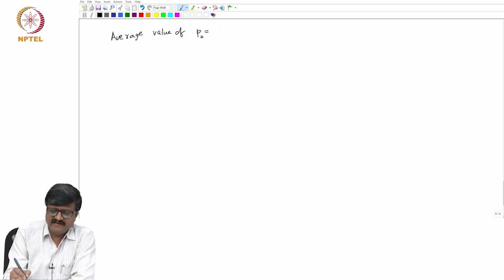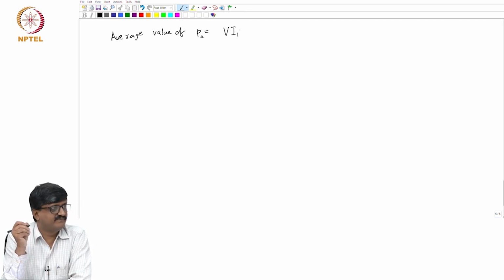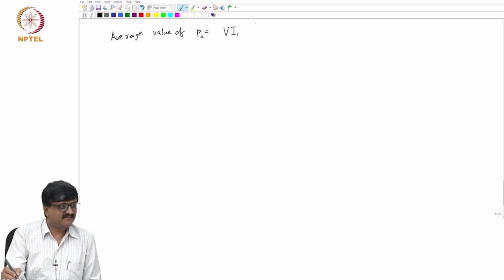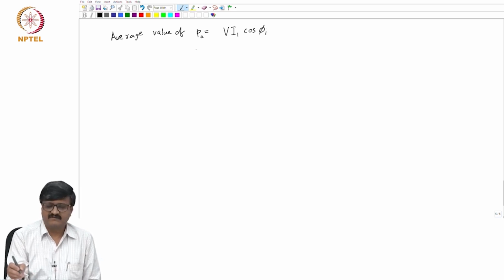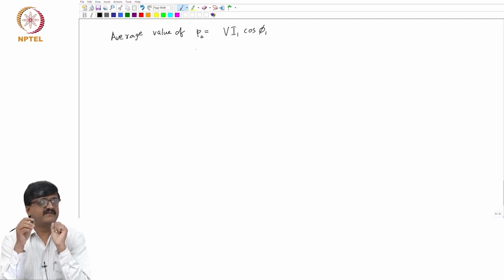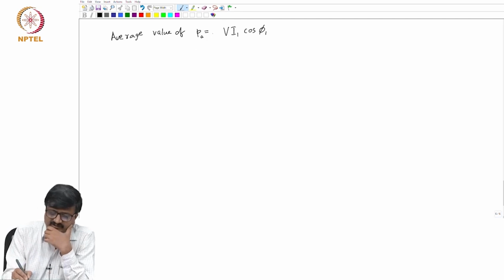So, can I relate this average value of PA to V? Then the fundamental RMS current is I1. We already have this notation I1. They are the fundamental RMS on the AC side. And any other quantity? Cos of phi 1, which we just now defined. Please note, this is the AC 3-phase side. V is the line to line RMS, so it is root 3.